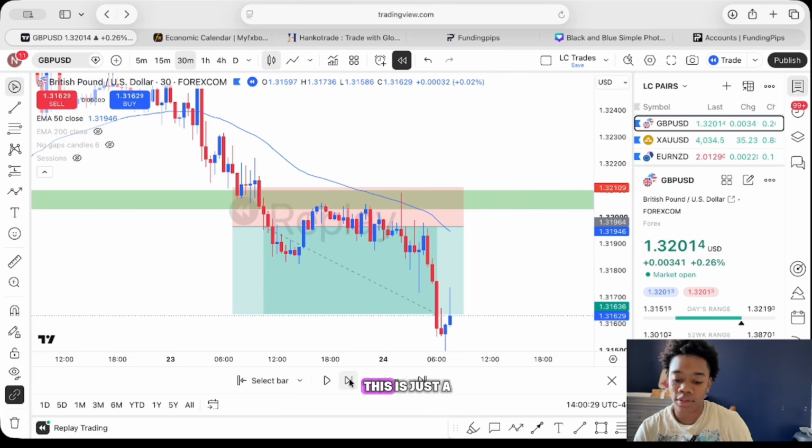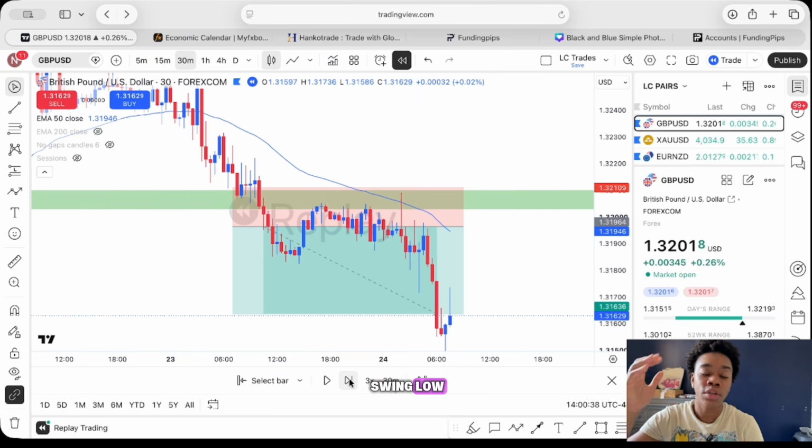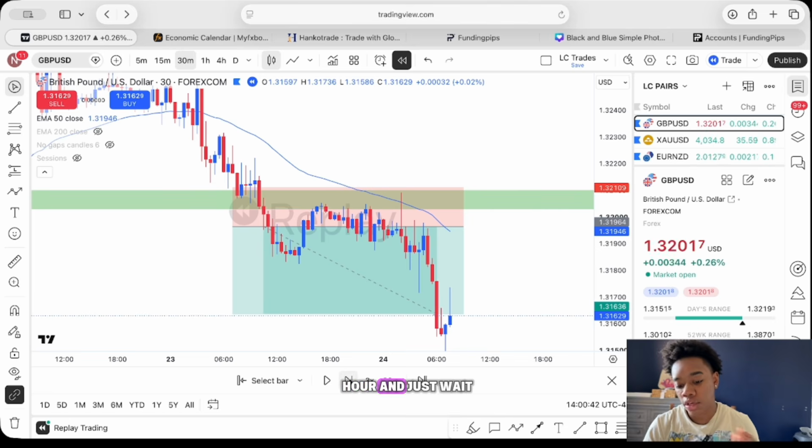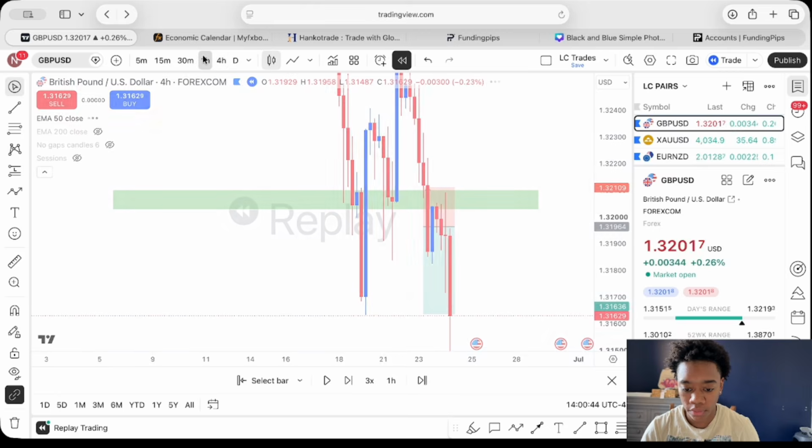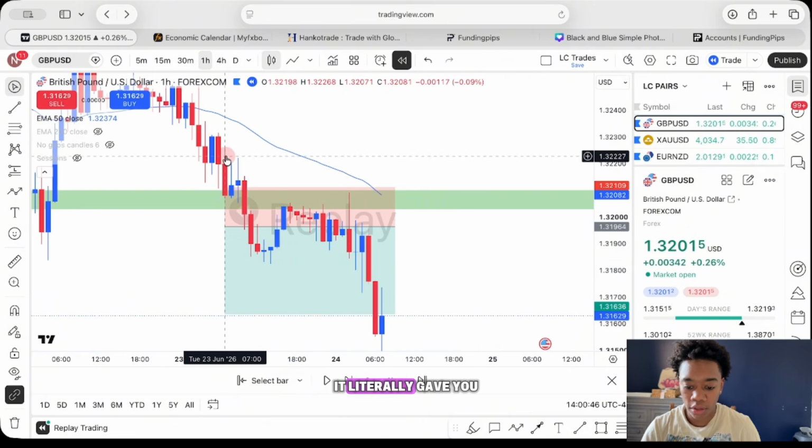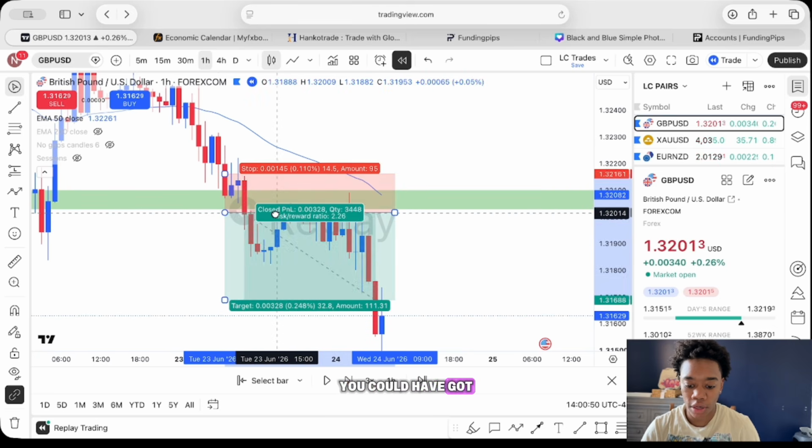But like I said, this is just a good example to show you guys why you have to scale down during ICC. Don't wait for the 4 hour to break that swing high or swing low. Scale down to your 15, 30 minute, 1 hour, mainly 1 hour, and just wait. Because look at how it looked on the 1 hour. It literally gave you the correction right here. You could have got in, honestly, you could have got in right here.